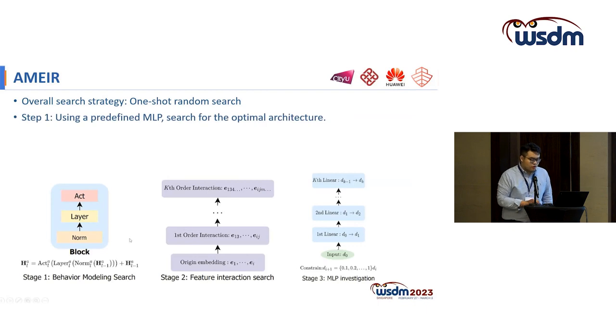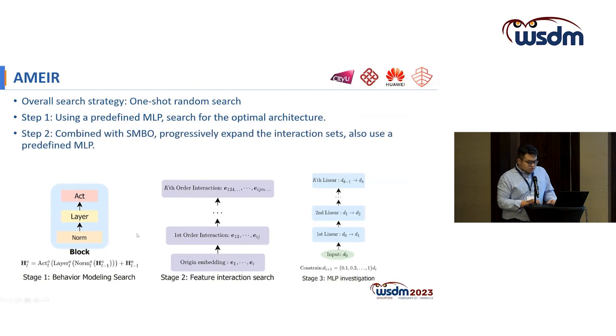The first step is searching for behavior modeling blocks for sequential features. With only sequential features as input, AMEIR evaluates the performance of the searched architecture with a predefined multi-layer perceptron. The second step is searching for feature interaction. The strategy of this step is a combination of one-shot random search and sequential model-based optimization. In other words, feature interaction is progressively enlarged during the search phase, and the final performance is also evaluated by another multi-layer perceptron, different from step one.